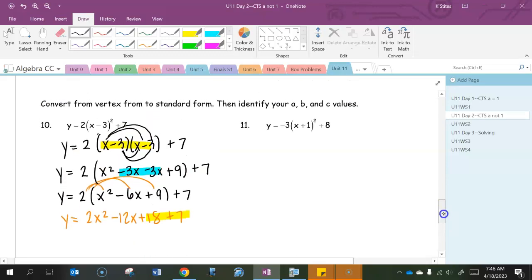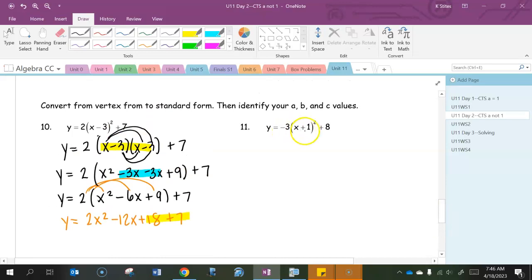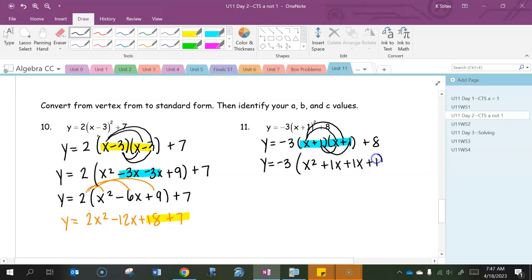All right, let's try one more like this. Okay, again, that -3 cannot distribute right now. It's just going to sit out front. We'll distribute it in a bit. Write your x plus 1 squared twice. And this is what you're going to do first, okay? We're going to FOIL that, but leave the -3 and leave big parentheses. X times x is x squared. 1 times x is 1x. 1 times x is 1x. And 1 times 1 is 1.